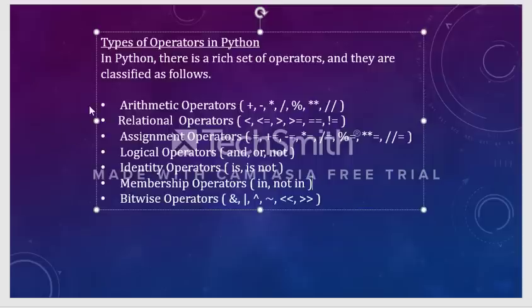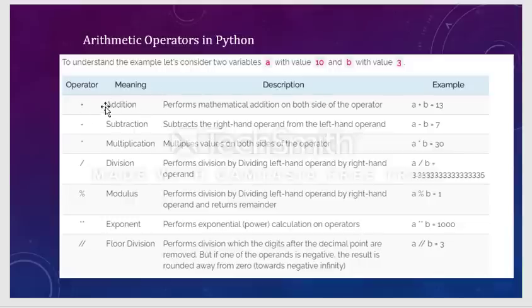So let's start with arithmetic operators. As you see, arithmetic operators are the plus, minus, asterisk symbol, slash, percentage symbol, double star, and double slash. In other programming languages, we might have seen these operators: plus is for addition, minus is for subtraction, star is for multiplication, slash is for division, and modulus is for getting the remainder. But the somewhat different operators that we can see especially in Python are double star and double slash.